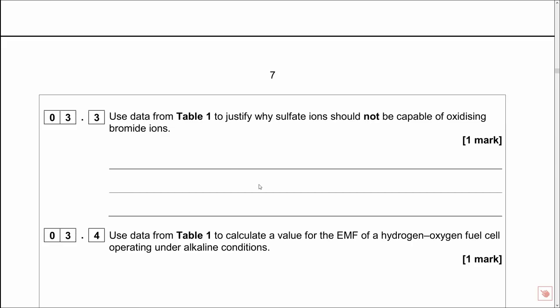3.3, use the data from table 1 to justify why sulfate ions should not be capable of oxidizing bromide ions.